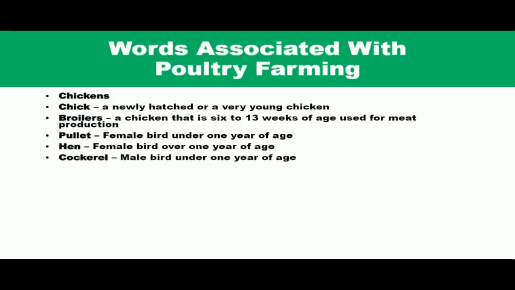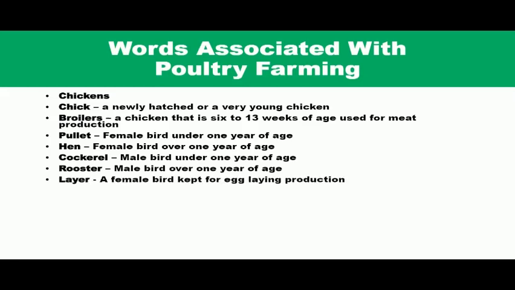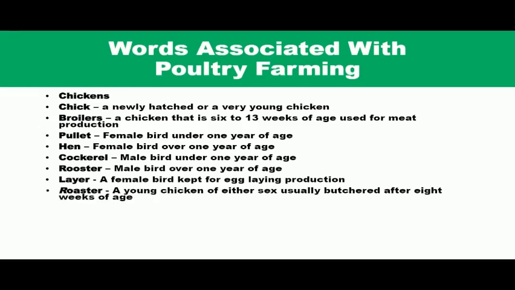Then we have the cockerel. That's the male bird under 1 year of age. Then we have the rooster. The rooster is the male bird over 1 year of age. And then the layer is the female bird kept for egg laying production. Then we have the roaster, not rooster this time, roaster. The roaster is a young chicken of either sex, whether male or female, usually butchered after 8 weeks of age. Roaster means you can either roast it or you cook it, okay?